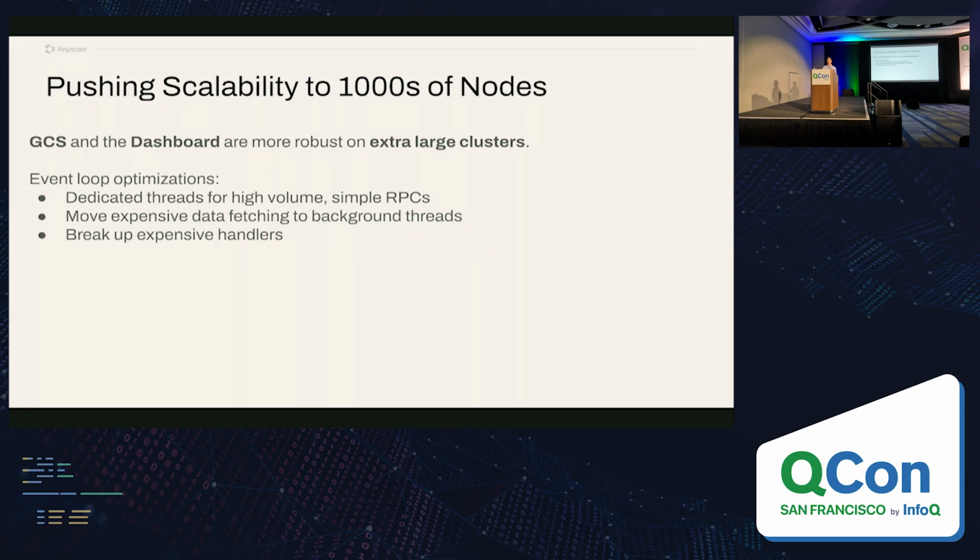This is basically because we have optimized the event loop very carefully. For example, we have dedicated threads for high-value and simple RPCs. And we also move the expensive data fetching to background threads and break up the expensive handlers, etc. I won't dive into too much detail for Ray Core, but if you're interested in the details of Ray, welcome to check out the Anyscale documentation or contact us for more details.